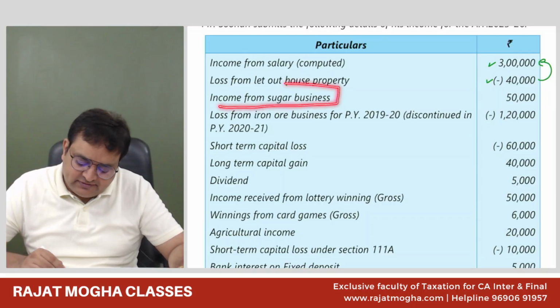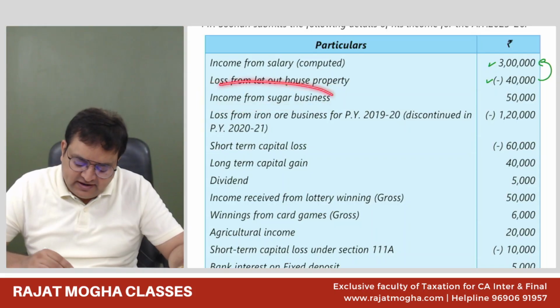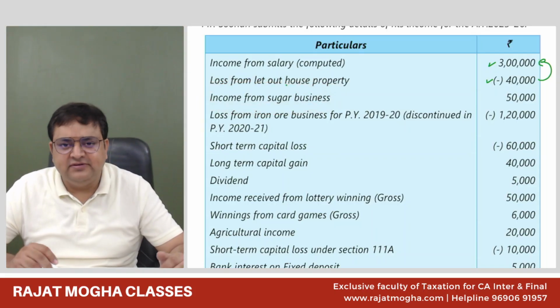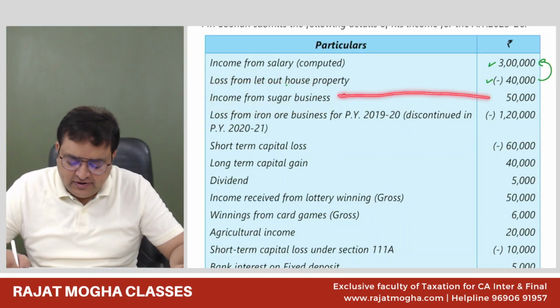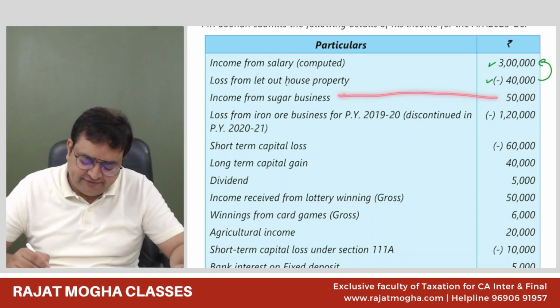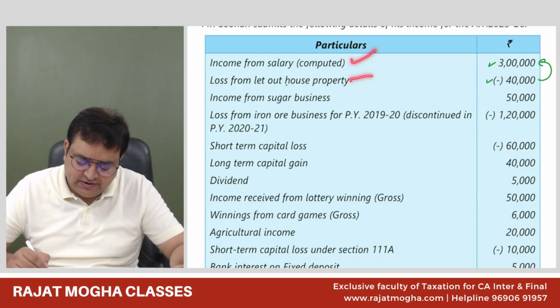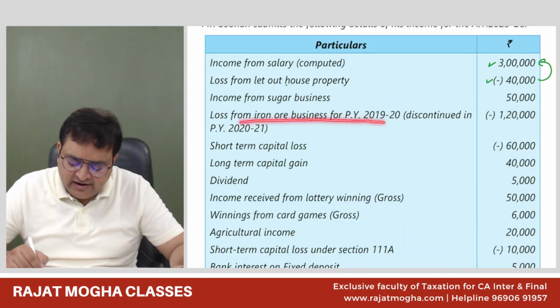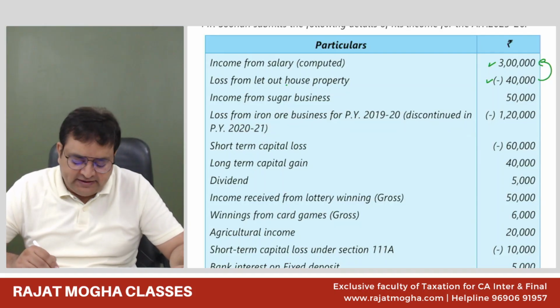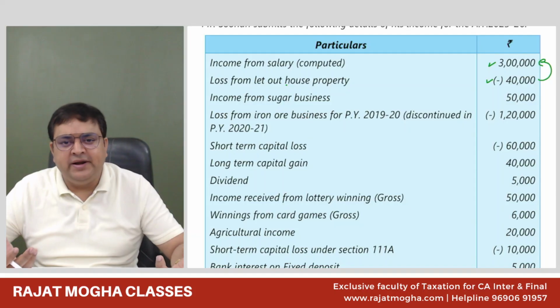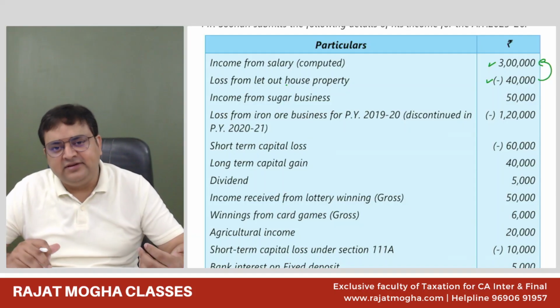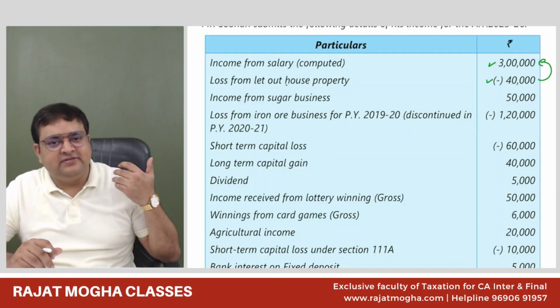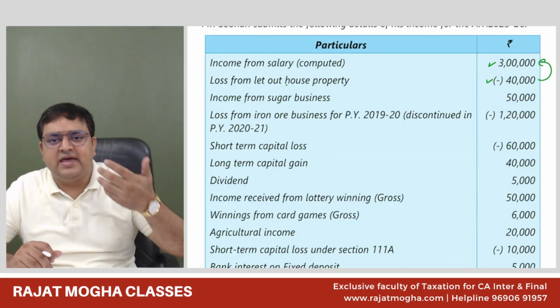income from sugar business. So sugar business, is it an agriculture business? No, sugar business is normal business, right? So it is our PGBP income. So we have salary also, house property losses also, PGBP also. Loss from iron ore business of previous year 2019-20, discontinued in the previous year 2020-21. So it is a loss of earlier years. Whether the business is discontinued does not matter. If the assessee is same, even if he has closed down his business in the earlier years, does not matter. He can carry it forward.